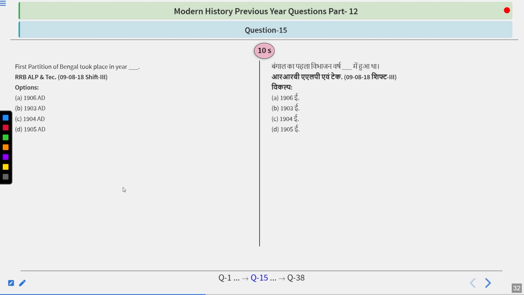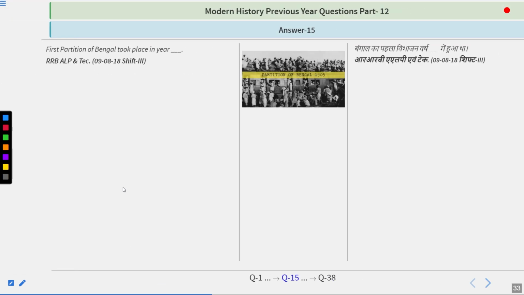First partition of Bengal took place in the year. Options are in front of you. Take your time. So I guess the answer is simple.